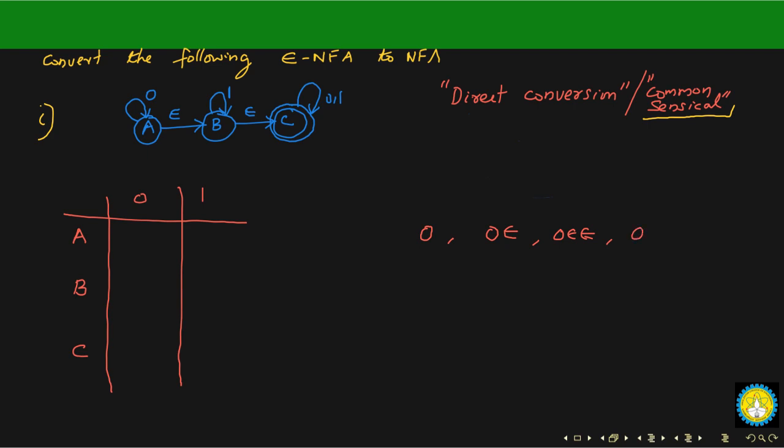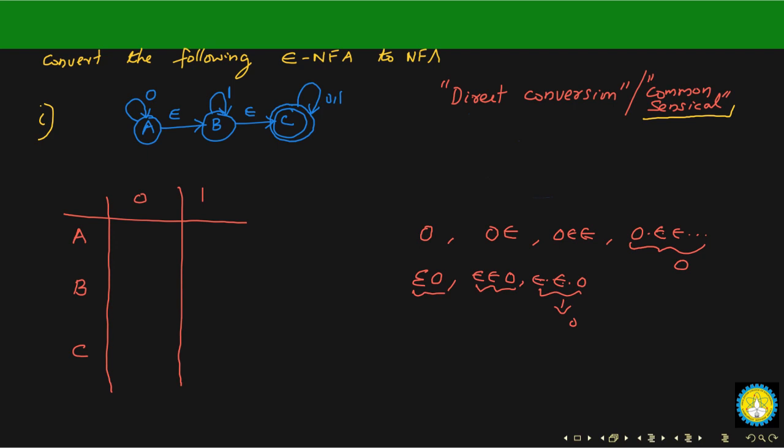So in general, 0 combined with any number of epsilons is nothing but 0. So all these things we treat as 0. Similarly, the epsilon symbol can occur on the left side also. For example, epsilon 0 is regarded as 0. Any number of epsilons in front of 0 is also regarded as 0. Okay, so all these things that you see here are nothing but a 0, right?